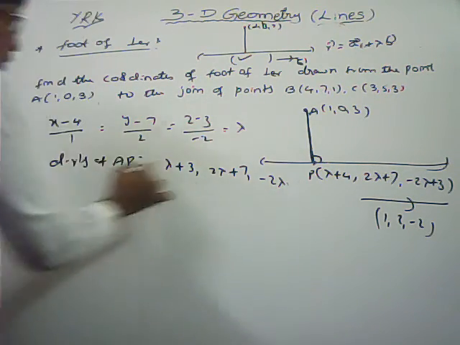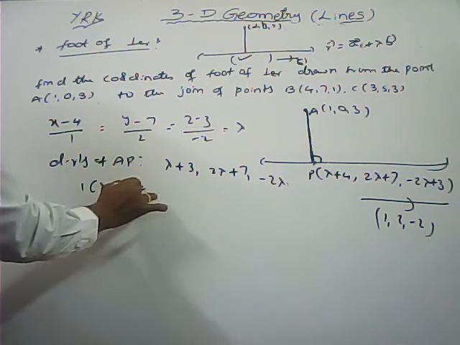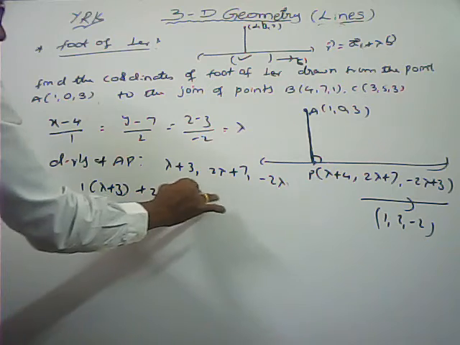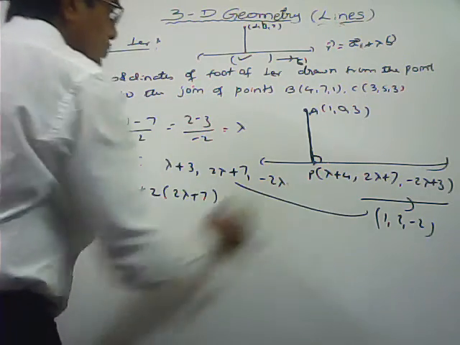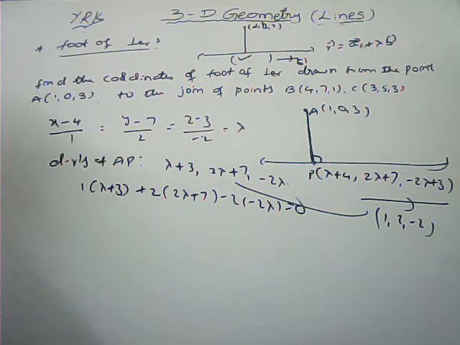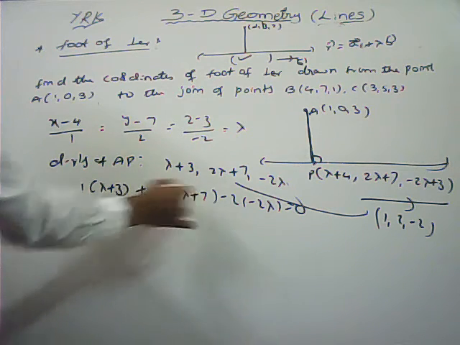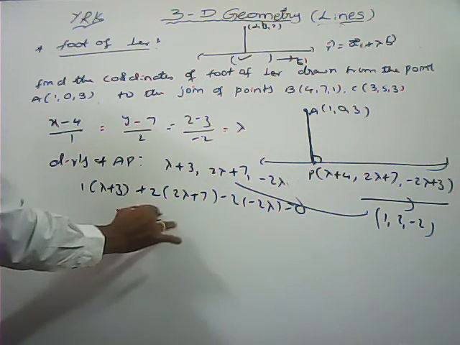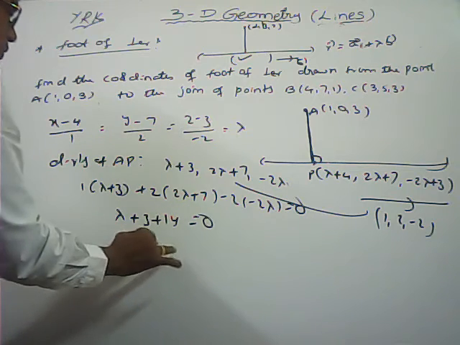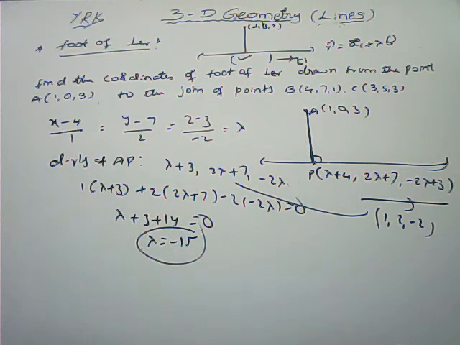So 1 into lambda plus 3, plus 2 into 2 lambda plus 7, I am taking the dot product of these two, minus 2 into minus 2 lambda, that is equal to 0. Why? Because both are perpendicular, the dot product of the DRs should be equal to 0. 4 lambda minus 4 lambda gets cancelled, lambda plus 3 plus 14 is equal to 0, lambda is equal to minus 15. Here I got the lambda value minus 15.